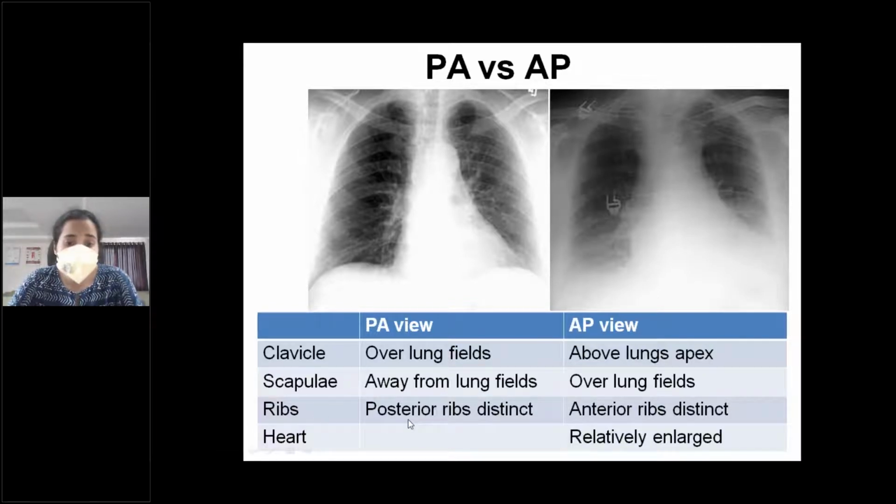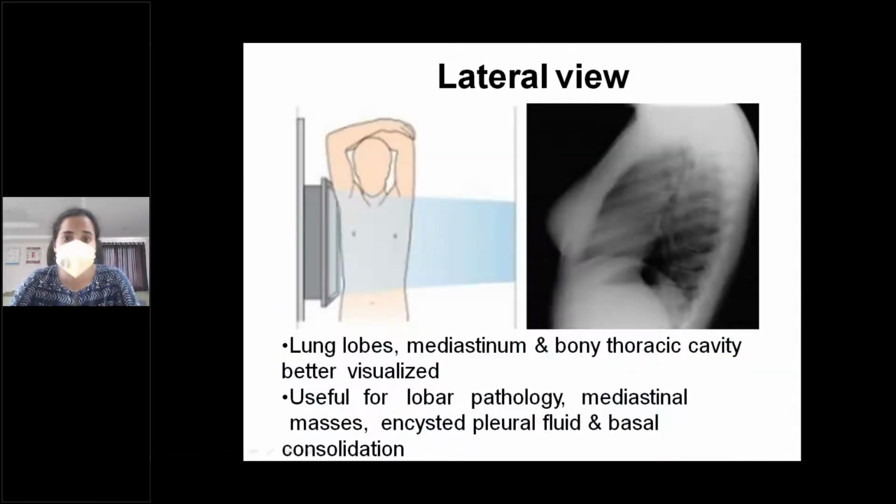The ribs: the posterior ribs are distinct in a PA view, and the anterior ribs are distinct in an AP view. What is meant by distinct is that you are able to clearly appreciate them. And then the heart. The heart is relatively enlarged in an AP view, as I've already told you. It has an apparent enlargement, which is not an actual enlargement. So you have to go for a PA view to comment on the size of the heart.